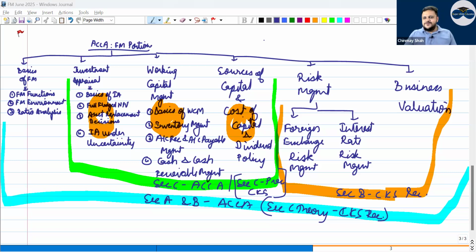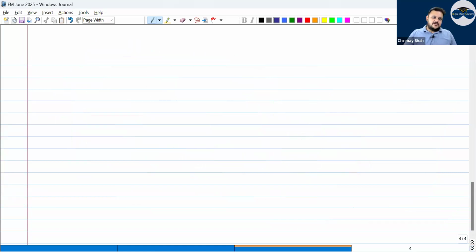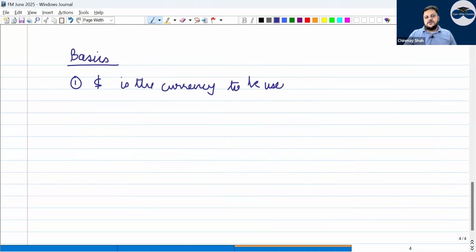Now certain do's and don'ts for the class, correct? Certain basic information. Write down basic. The whole paper will be in dollars. Dollar is the currency that will be used. Maybe someone is having their first paper, you don't know this, correct? Dollar is the currency to be used. Only what? In forex, that is foreign exchange risk, where you deal with foreign currencies, you may have other currencies as well, right?